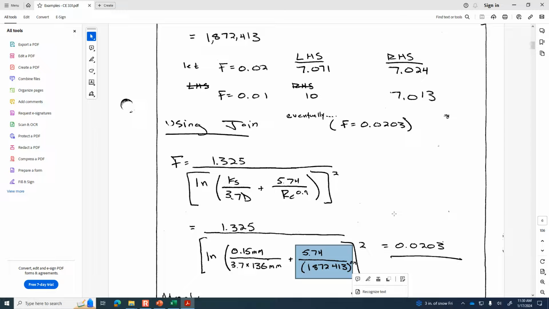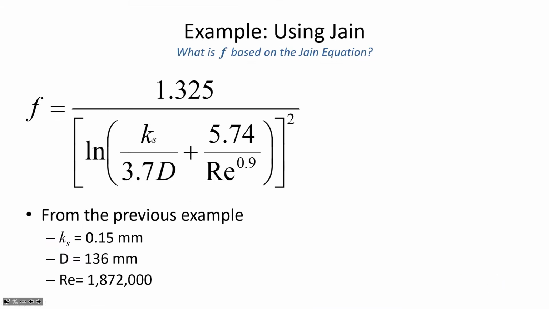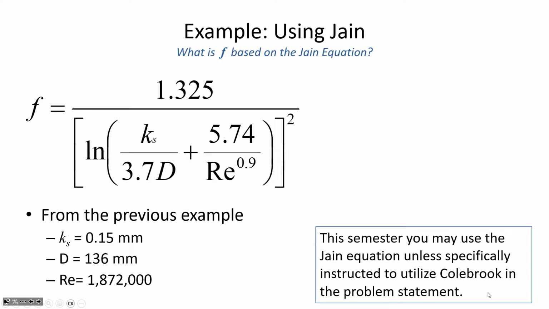So did anybody else confirm that? Yep. Okay. So in this case, this is right in the middle of the range of values that the Jain equation is okay to use, and it's going to align perfectly well with the Colebrook equation. And so this semester, you can use the Jain equation unless I specifically tell you to use the Colebrook. Like on the homework assignment, you have a problem where I say to use the Colebrook equation. There could be a quiz or exam problem where I ask you to use Colebrook. But otherwise, for all the problem solving we do, feel free to use the Jain equation instead. Are there any questions before we move on?